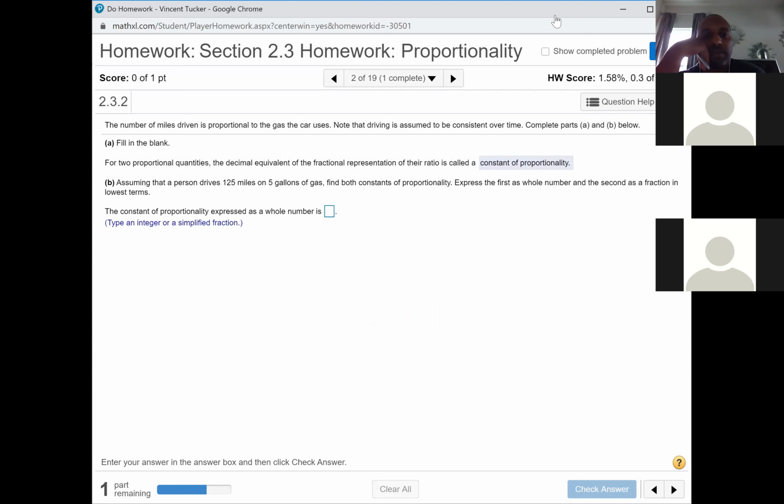Here we have assumed that a person drives 125 miles on 5 gallons of gas. Find both constants of proportionality. Express the first as a whole number, second as a fraction. So what they want here is the first one. I'll go ahead and go to the notes.